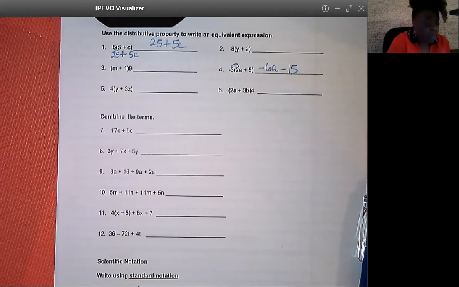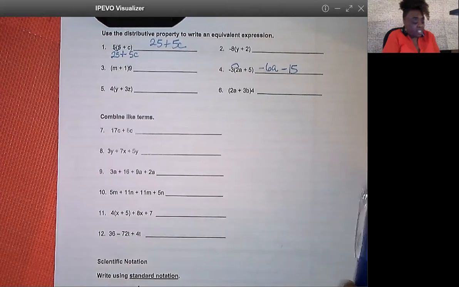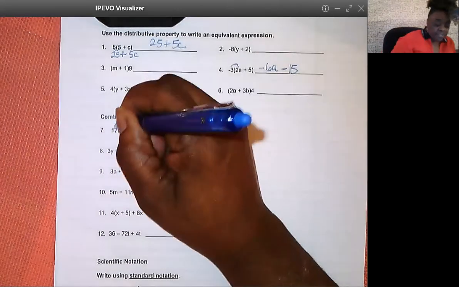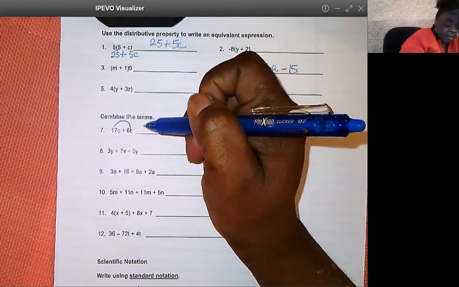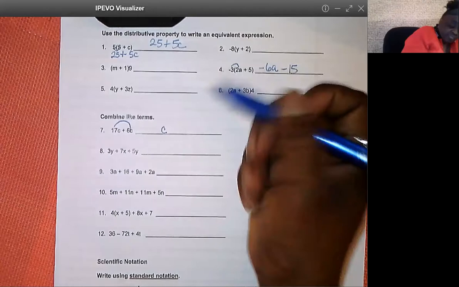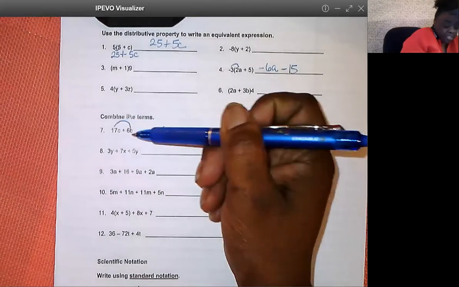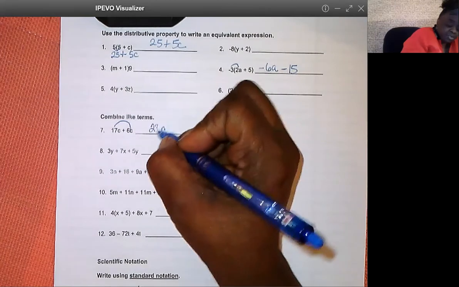So next we're looking at combined terms. Combined terms are those terms that look alike. So in number 7, it kept it very simple for us. You have 17c plus 6c. So your c is your term that's alike, and then you add 17 plus 6, which gives you 23. So your answer is 23c.